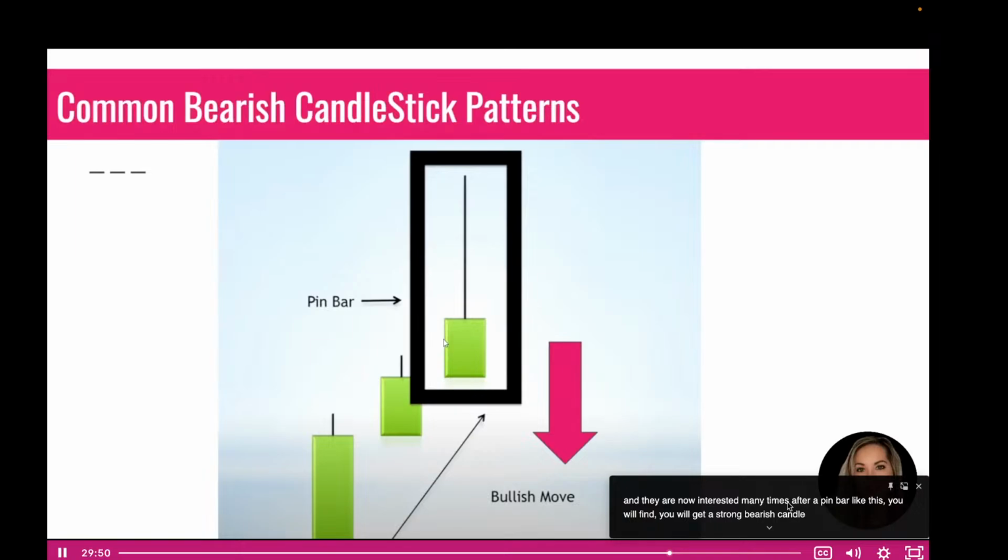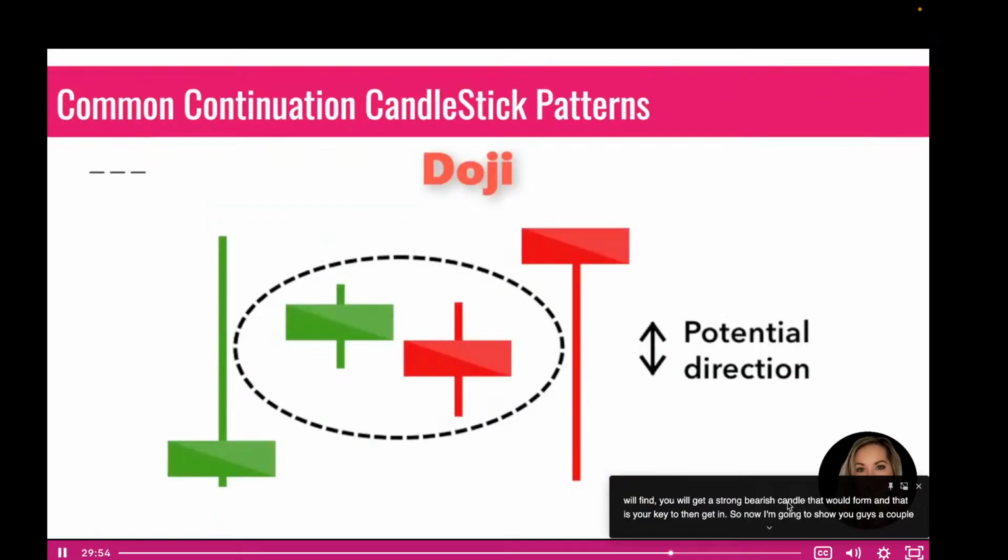So now I'm going to show you guys a couple of common continuation candlestick patterns. The idea of these is they kind of fall into this neutral zone, and if they're neutral candles, it doesn't mean you need to look for a reversal or you need to close out your trades. Sometimes they're just signaling that you're in an area of consolidation, or that the pattern will continue on because there's no definitive direction right now. So don't panic and close your trades. You can still hold your trade.